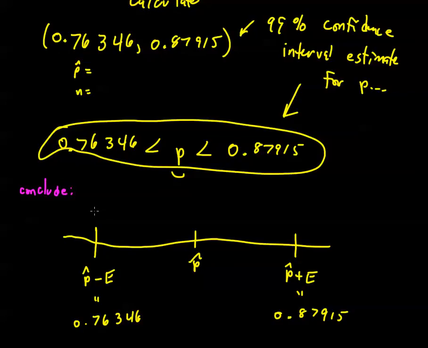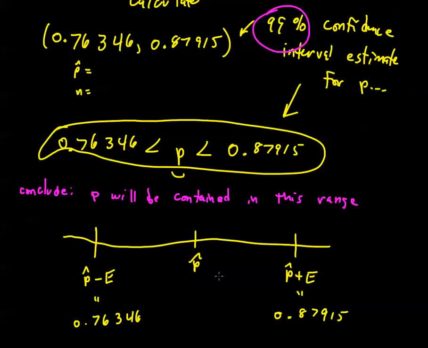This interval is of course centered around p hat, and we can make a conclusion in a verbal statement that p, little p, which is unknowable, will be contained in this range. You can't be 100% sure, but we can be 99% sure. That was our level of confidence for this particular confidence interval. So with 99% probability or 99% confidence. Hence the name confidence interval estimate.